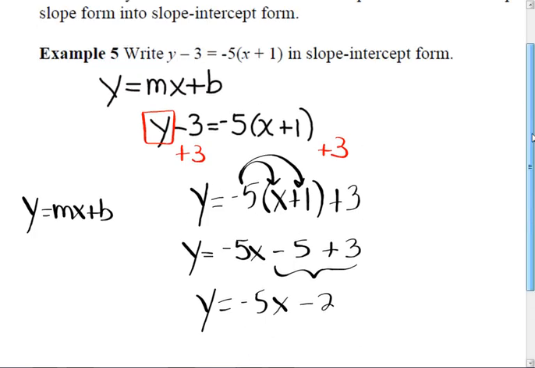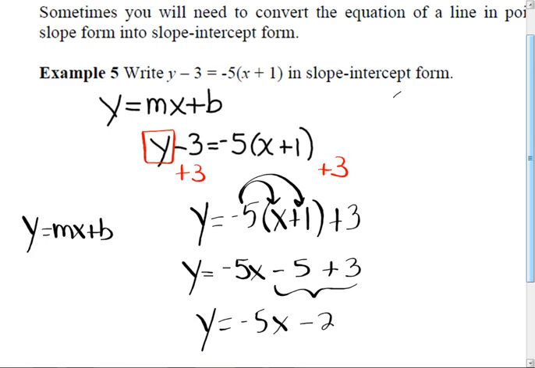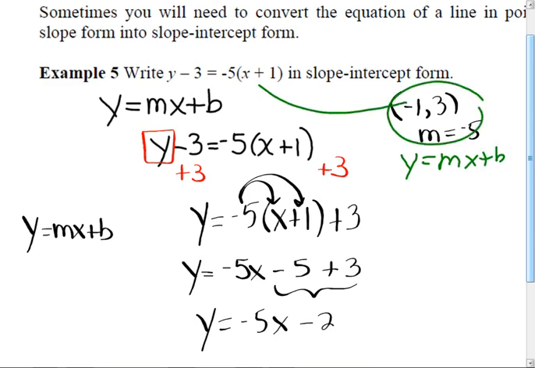Just to make my point here, this is actually easier. The point this goes through is negative 1, 3, and the slope is negative 5. To do y equals mx plus b is a lot more work. First, I write y equals mx plus b. To put this into this form is one step. I'm done. Now, to do y equals mx plus b, I've got to put in 3 equals m, which is negative 5, times x, which is negative 1, plus b. A little more arithmetic, right? So 3 equals 5 plus b. Then I have to subtract 5.